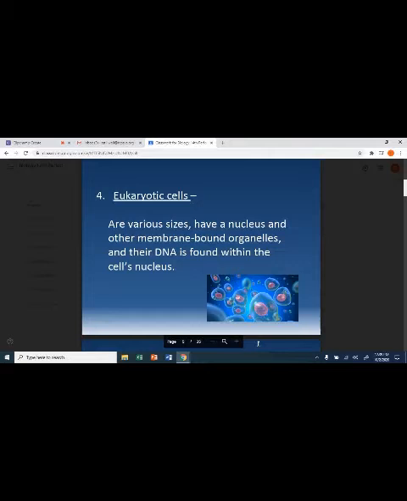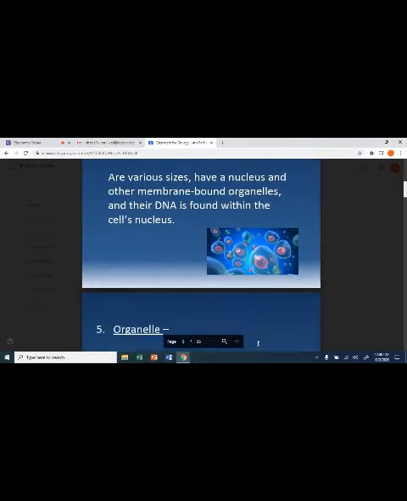They come in various sizes, from teeny tiny to pretty big. They have a nucleus and other membrane-bound organelles, and their DNA is found within the nucleus. Protists, fungi, plants and animals, all are eukaryotic cells.